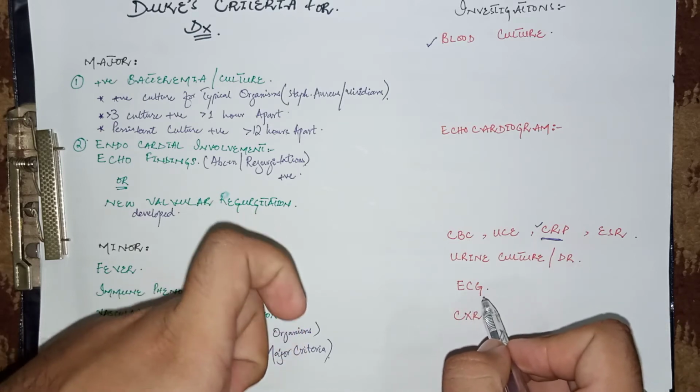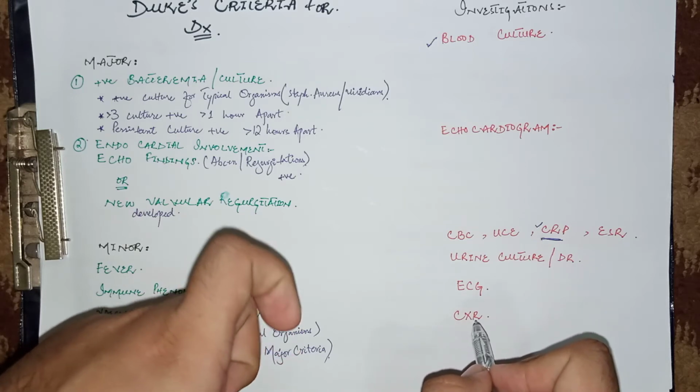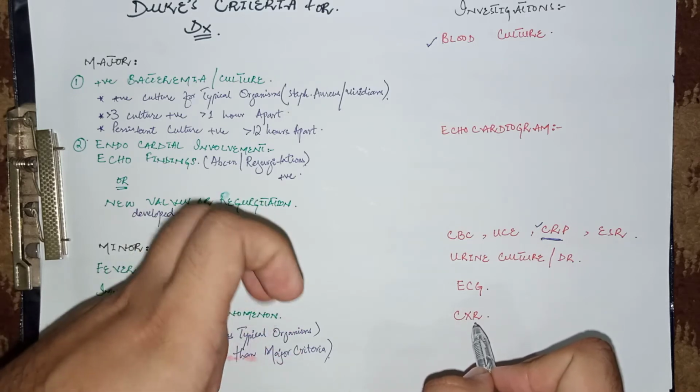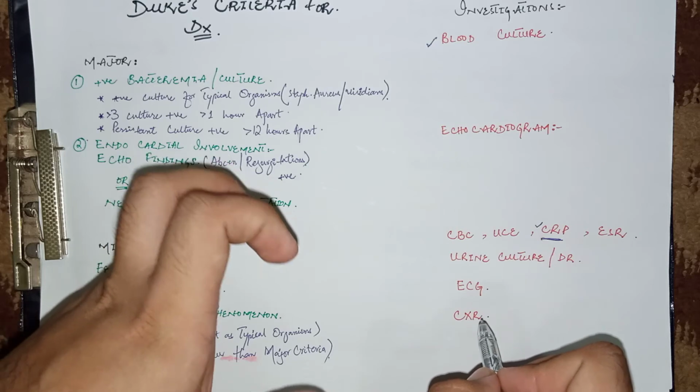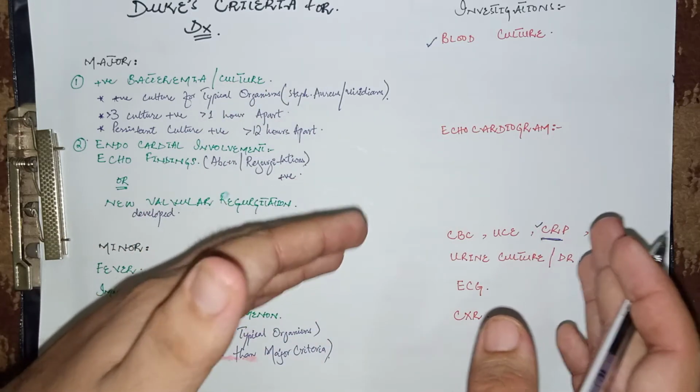ECG shows sometimes the AV nodal blocks and conduction abnormalities, and chest X-ray shows sometimes cardiomegaly because of congestive cardiac failure in severe cases. So these were the investigations in infective endocarditis.